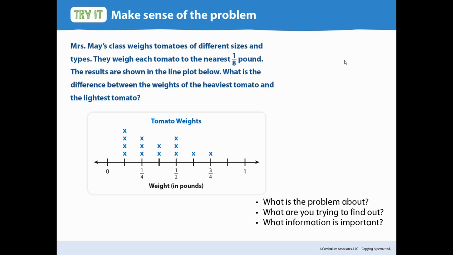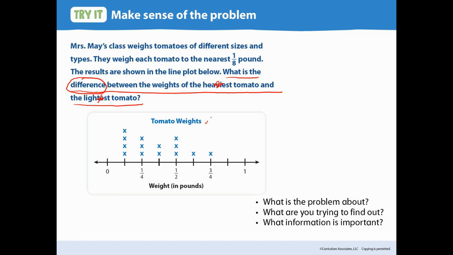All right, so I'm going to help you guys get started here. Now, a couple of things. I'm going to just underline what they want us to know. What is the difference between the weights of the heaviest tomato and the lightest tomato? And I'm going to circle a keyword here. The word difference should tell us that this is a subtraction problem because the difference is the answer to a subtraction problem. So now we know that we're going to subtract. And what are we subtracting? It says the heaviest tomato and the lightest tomato. So we have heaviest here and we have lightest here. So we just have to figure out what's the difference between those two tomatoes.